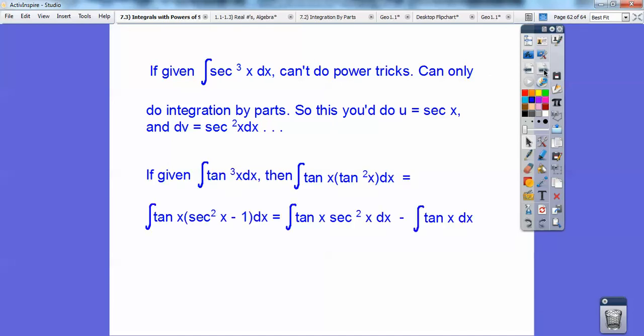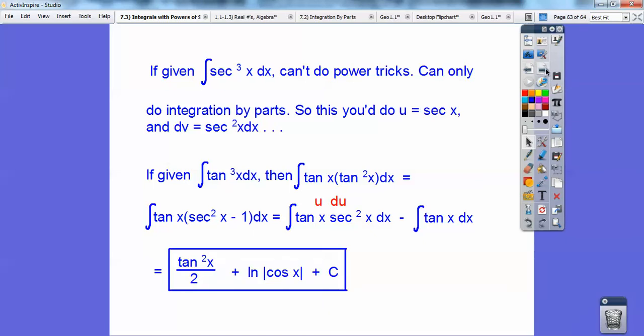And if you have tangent cubed of x, then I would separate it to tan x tan squared of x. Okay, and tan squared of x is secant squared of x minus 1. Then you can separate those up, you guys. I distributed this tan x through right here, so that gets me these two integrals right here, and then you're off to the races. This is u, this is du right there, and the integral of tan x is the natural log of the absolute value of cosine of x.